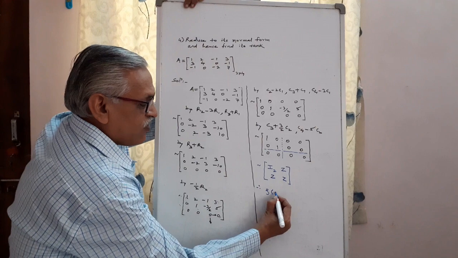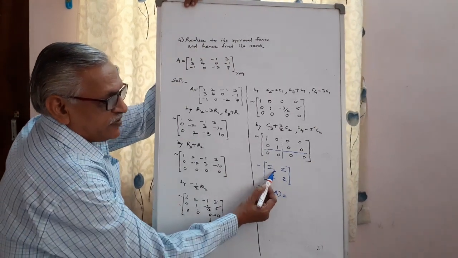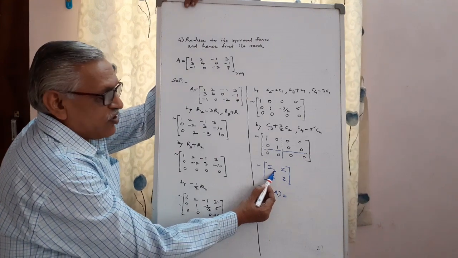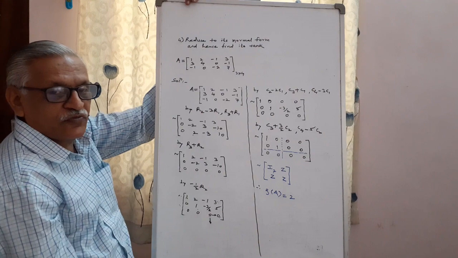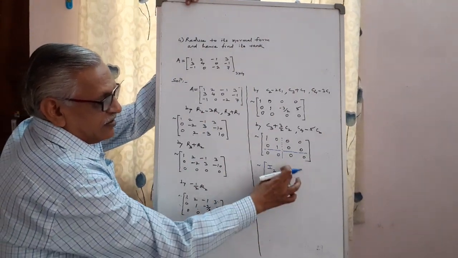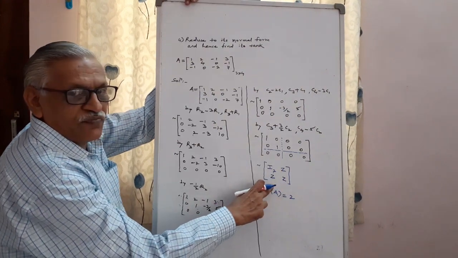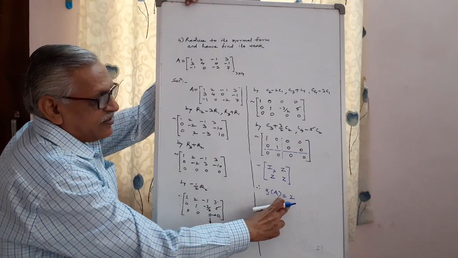Therefore, the rank of A equals the order of this identity matrix. What is the order here? The order is 2. Therefore, the rank is 2. This is the required normal form, and hence, using this, we can find the rank as 2.